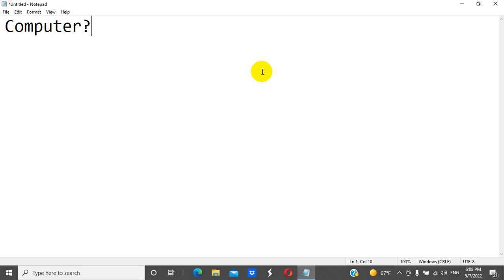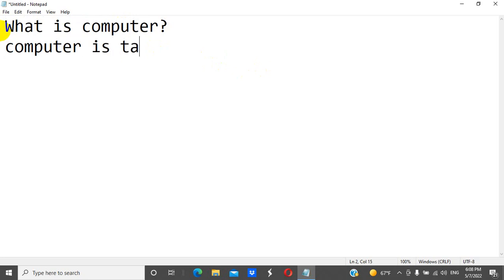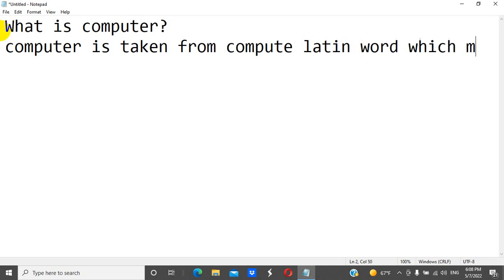So let's start from that question. What is a computer? First of all, before going practical, we should know this information. That's necessary. What's a computer? Computer is taken from "compute," a Latin word which means calculation. In simple words, we can say computer means calculator.